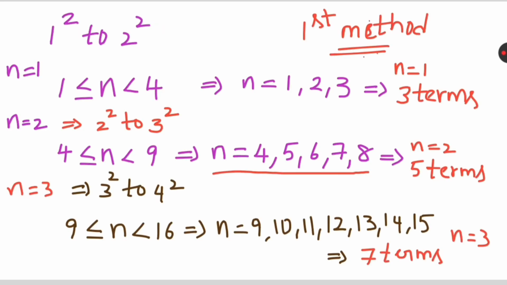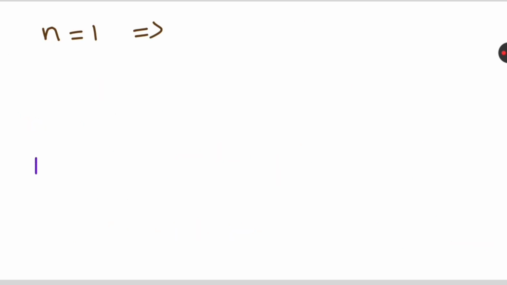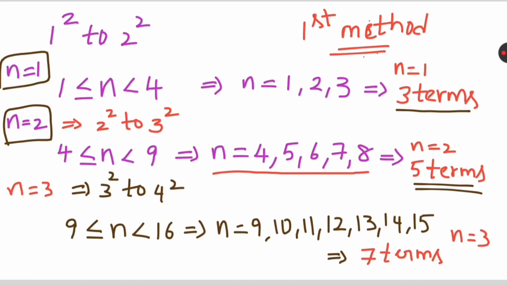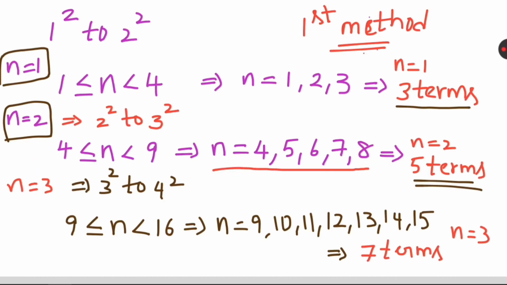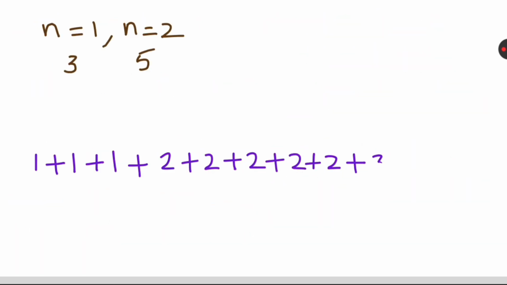When we are taking n as 1, how many terms we are getting? When you take n as 1, we are getting 3 terms. So we need to write the number 1, 3 times. Then if you take n as 2, we are getting 5 terms. That means you need to write 2, 5 times. If you take 3, we are getting 7 terms. So that means you need to write 3 as 7 times. Like that we need to keep on writing up to 10.